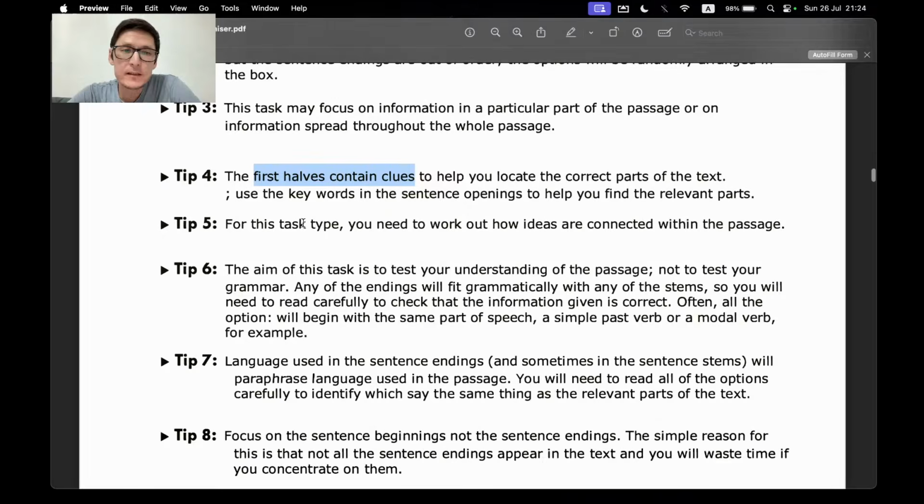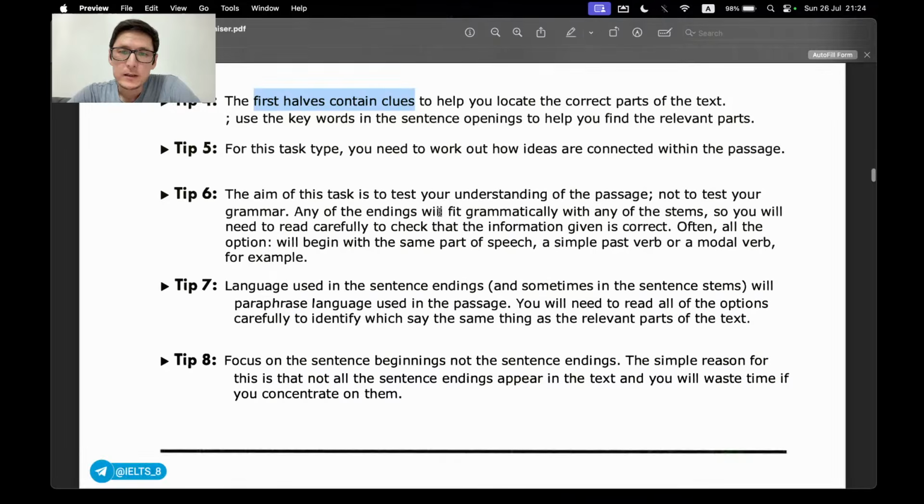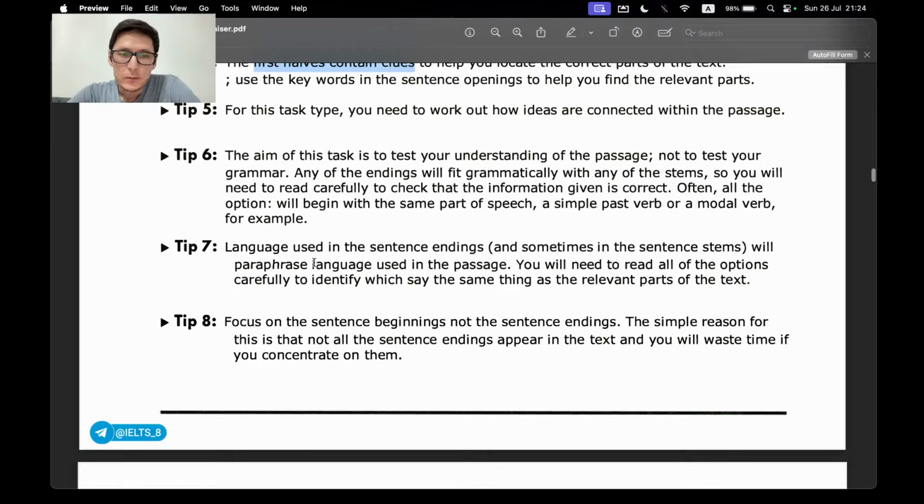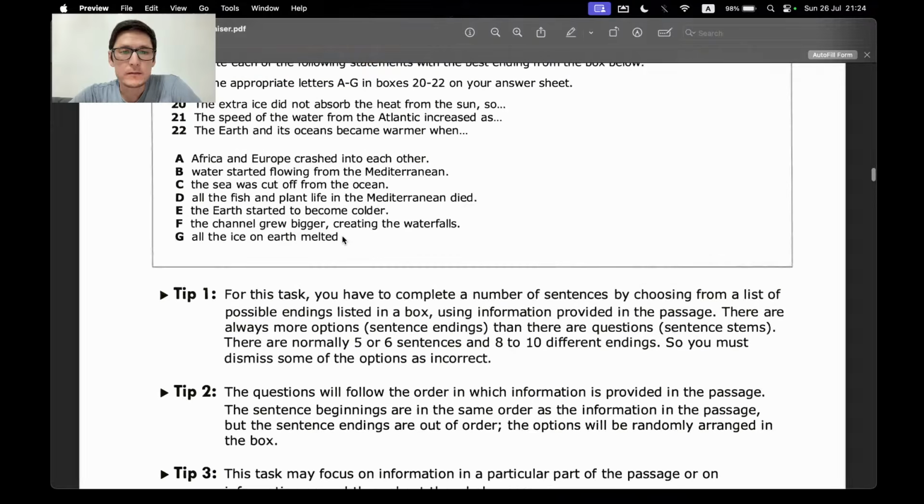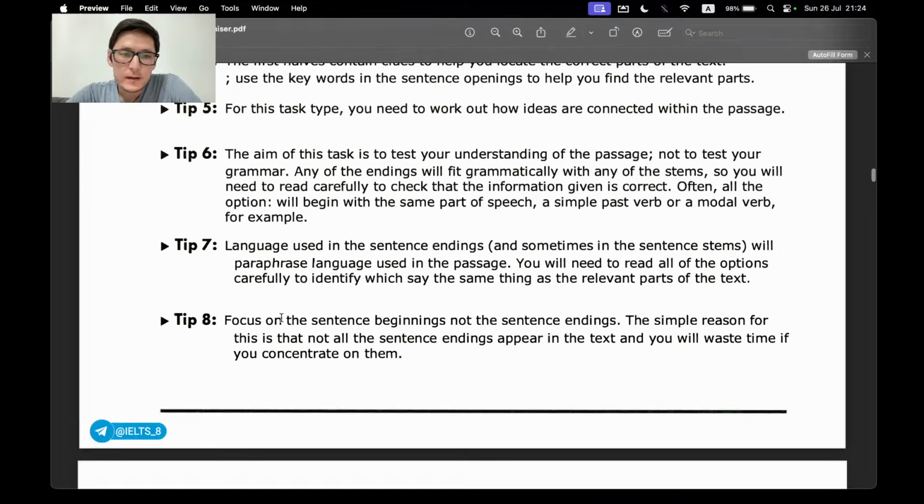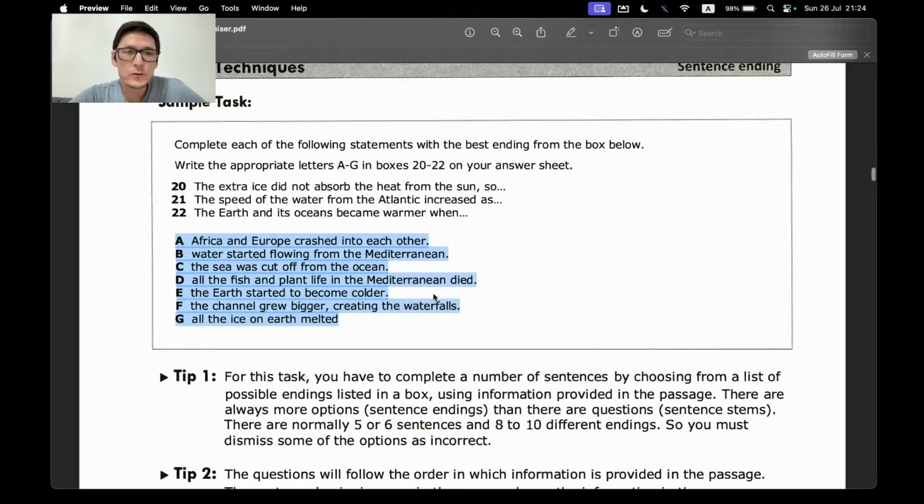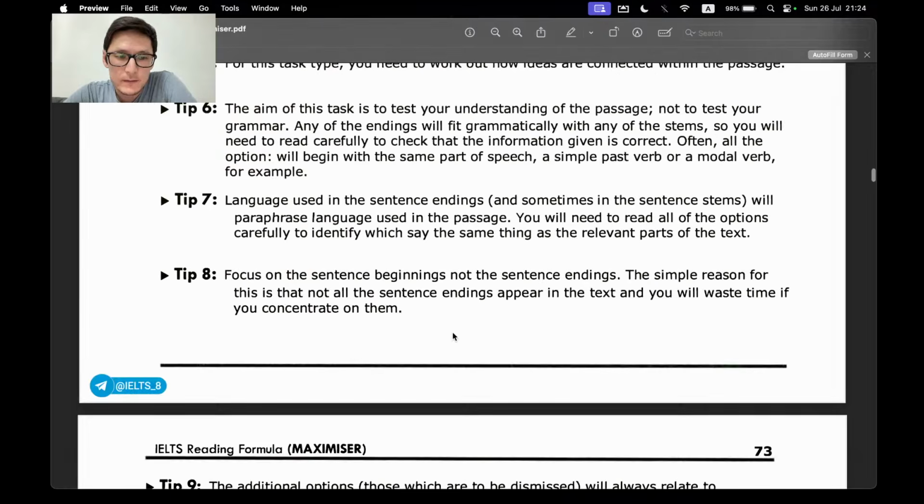For this task type, you need to work out ideas connected with the passage. It tests your understanding of the passage. The sentence endings will paraphrase language in the passage, so they will not be exactly the same as in the text. Then focus on sentence beginnings, not the sentence endings. Focus more on the beginnings, because these are the questions that you have to answer. The endings you will figure out later, when you find where the text is.